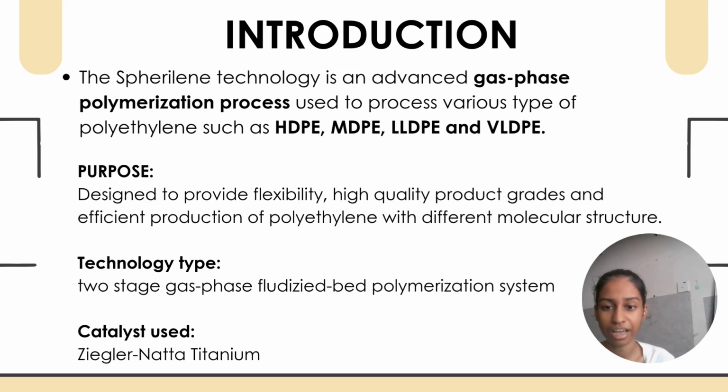So the technology type is a two-reactor gas phase pressurized polymerization system. It means there are two reactors. The first reactor produces homopolymer and the second one produces copolymer, meaning it adds ethylene or a rubber phase. The catalyst used is Ziegler-Natta titanium in the reactor.